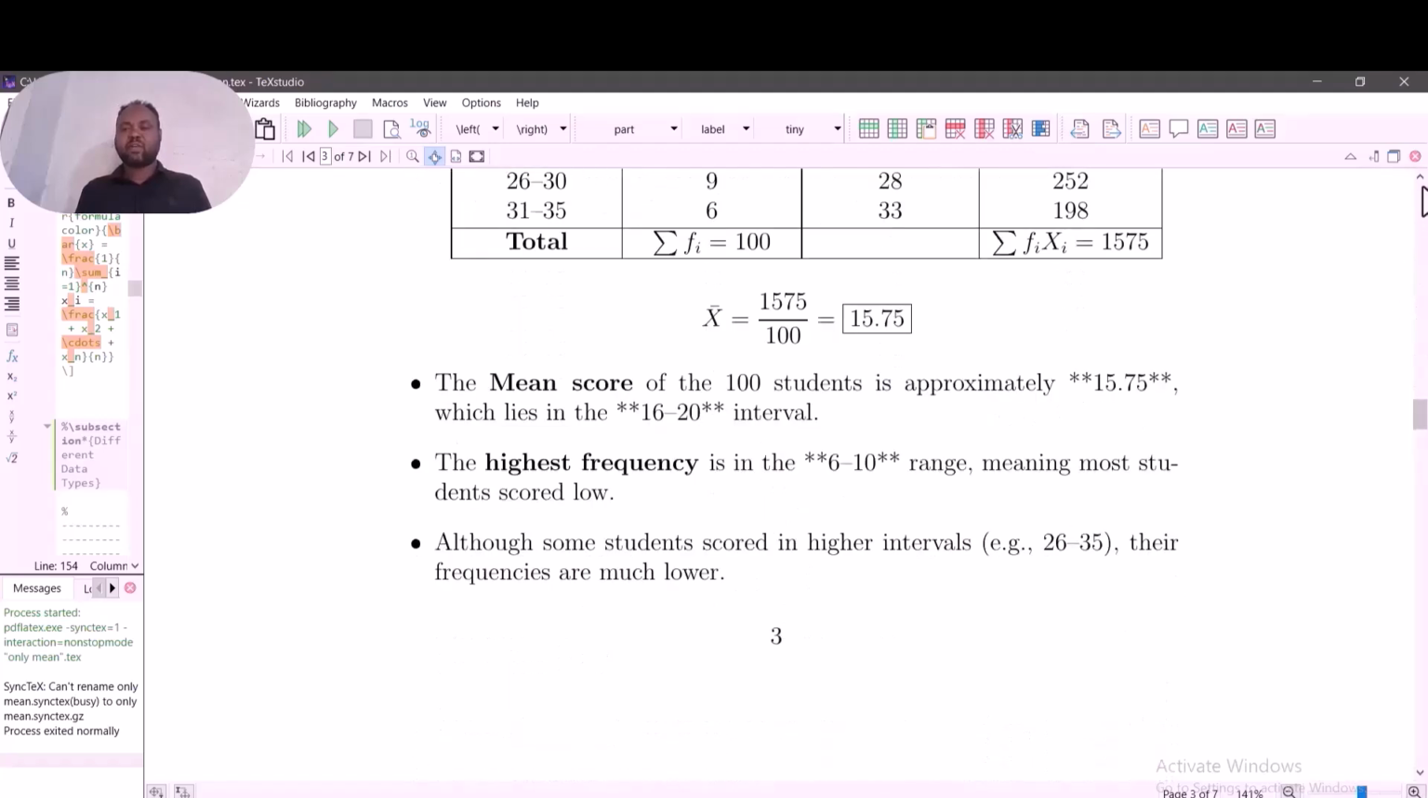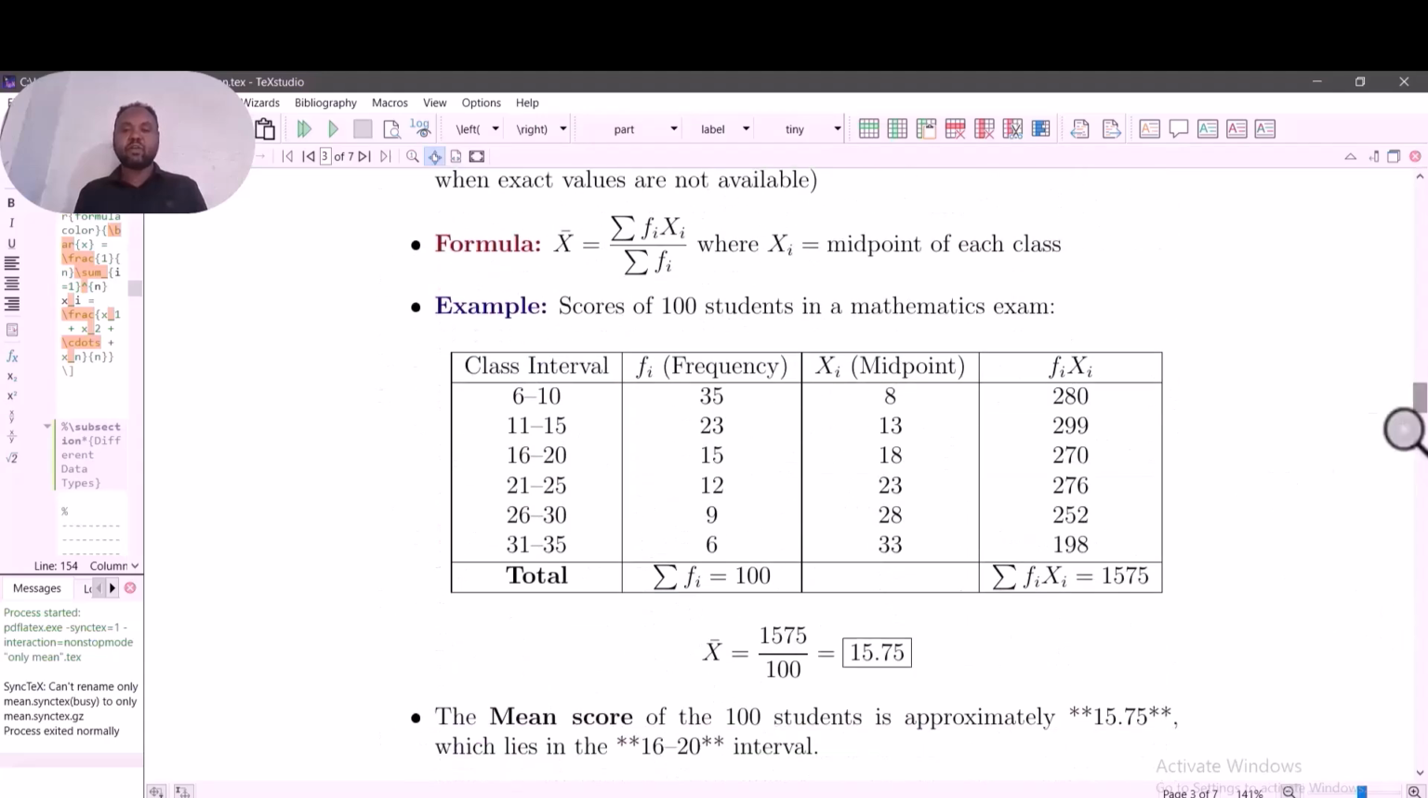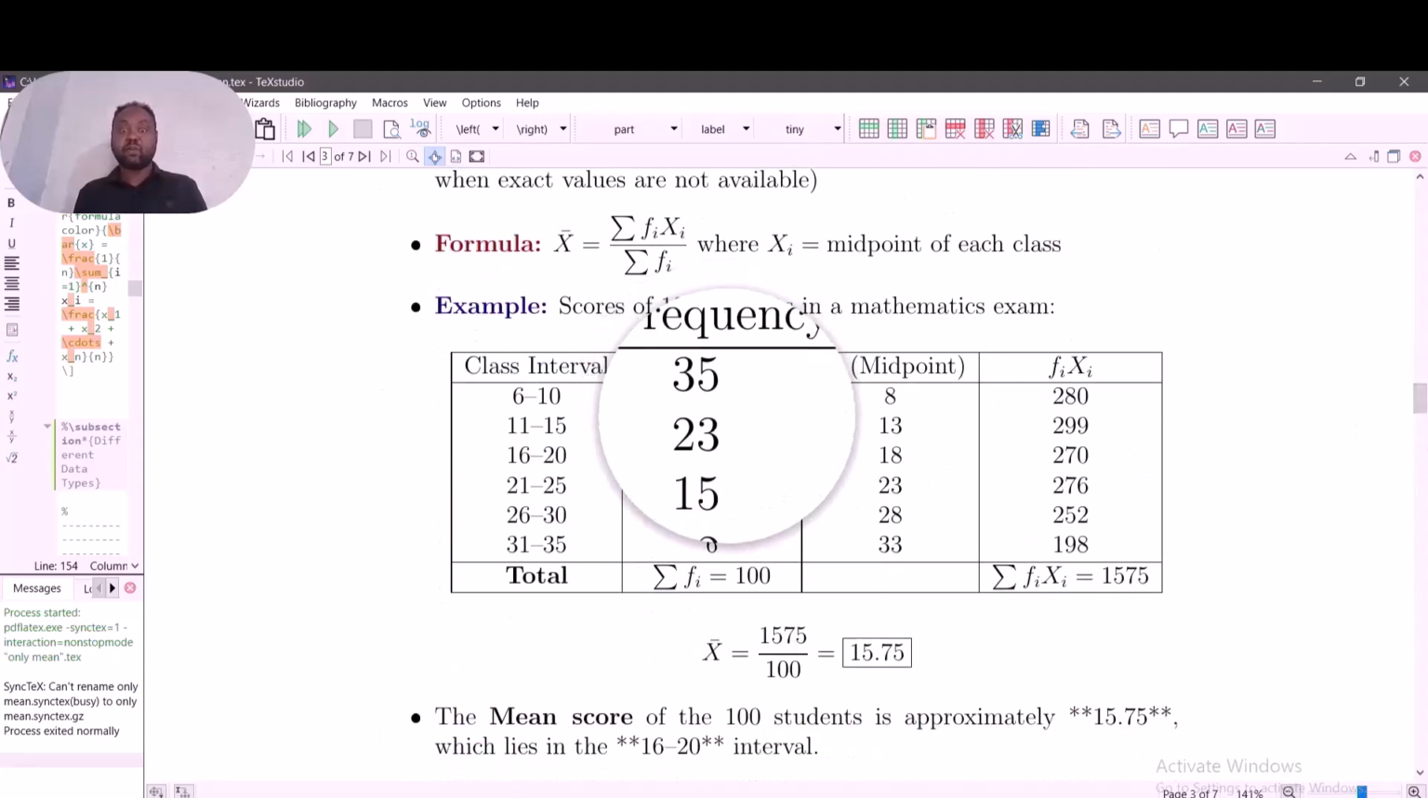So what does this figure mean? The mean score of the 100 students is approximately 15.75, which lies in the third class interval. The highest frequency is in the first range or the first class, meaning most students score low. As we can see from this frequency distribution, most of the students, 35, 23, are.